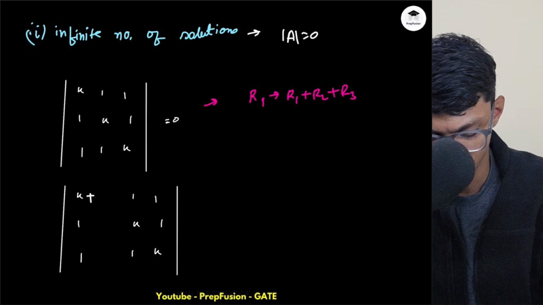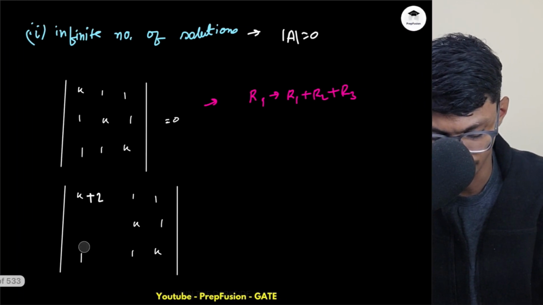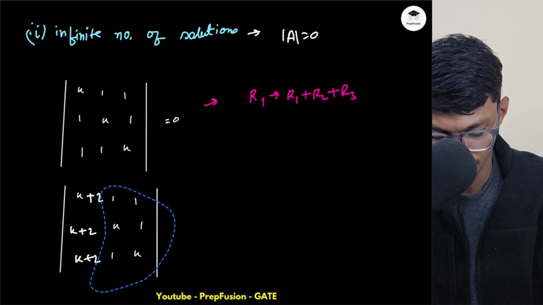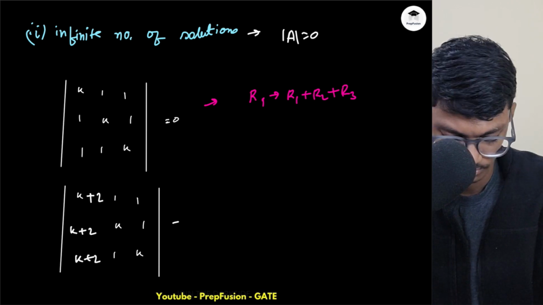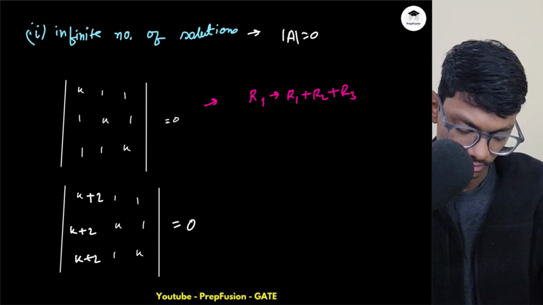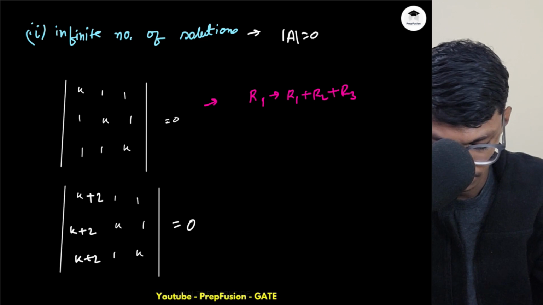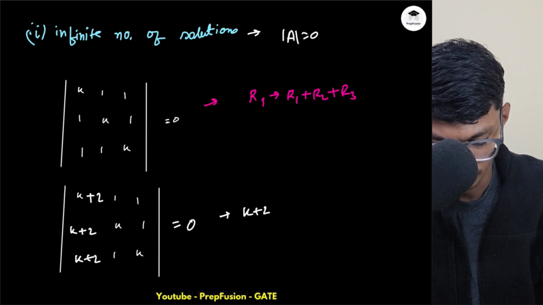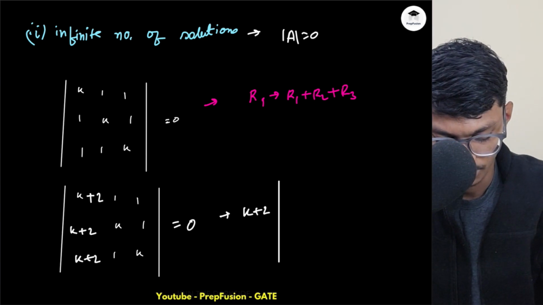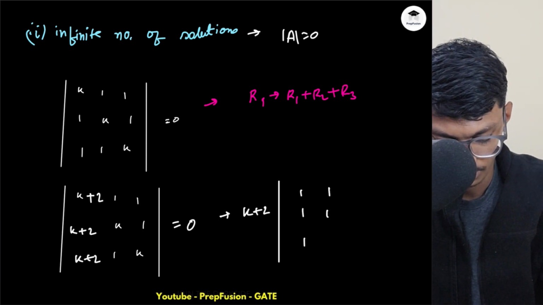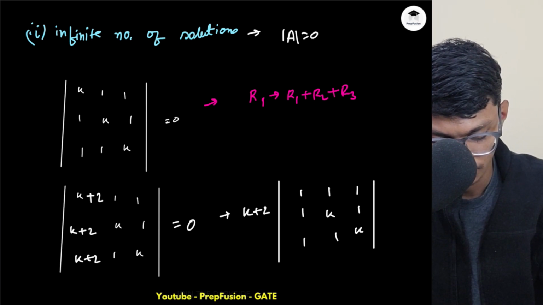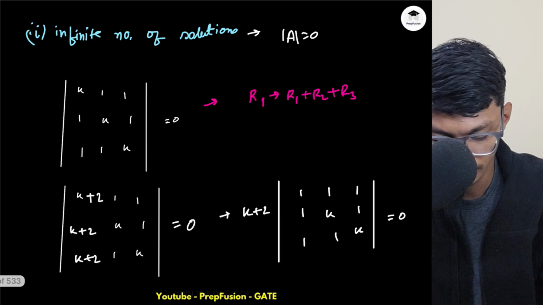So this will become k plus 2, all of this will be same only, k plus 2, k plus 2, k plus 2. Okay, so now what I can do, I can take k plus 2 common. I can take common from any row or column. So this will become 1 1 1 1 k 1, and like we have solved these types of things multiple times. So one value is k equals to 2.